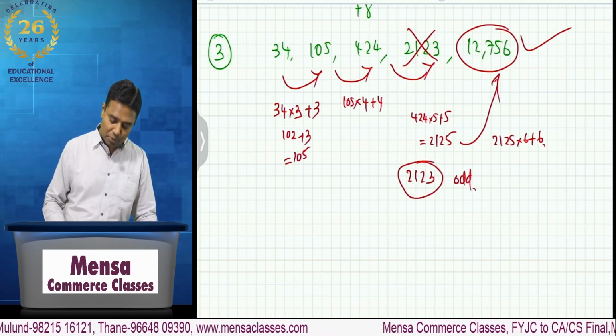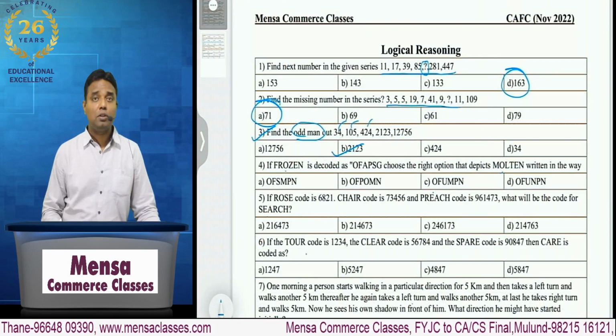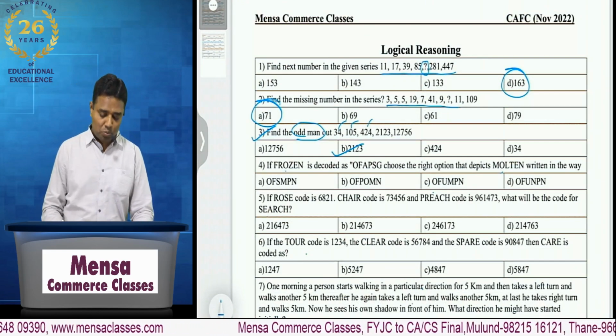Let us check our option. That is our option number B, 2123. Let's move on to the next question.